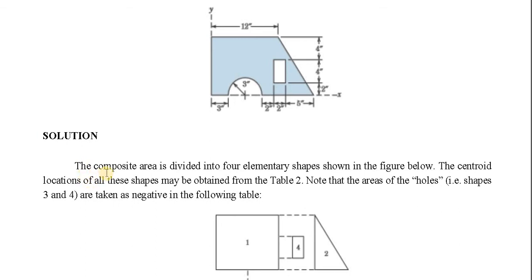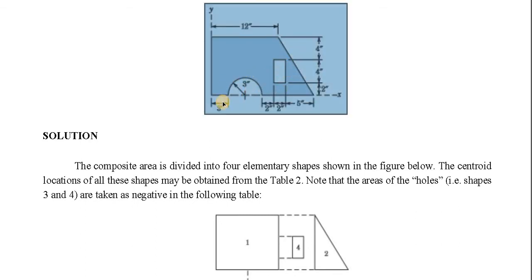Here in this solution, the composite area is divided into four elementary shapes shown in the figure. As I said earlier, this shape is actually composite. The centroid locations of all these shapes may be obtained from Table 2. We will discuss Table 2 later. Note that the areas of the holes, meaning the unshaded parts, are this rectangle and the semicircle. Those are the holes. See, shapes 3 and 4 are taken as negative in the following.